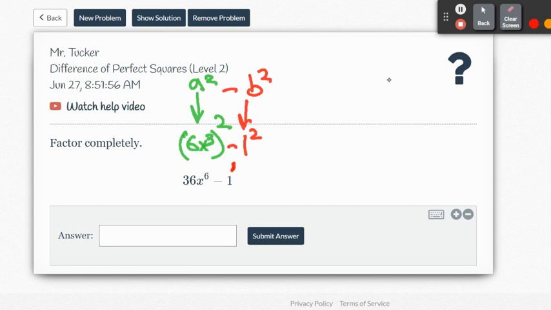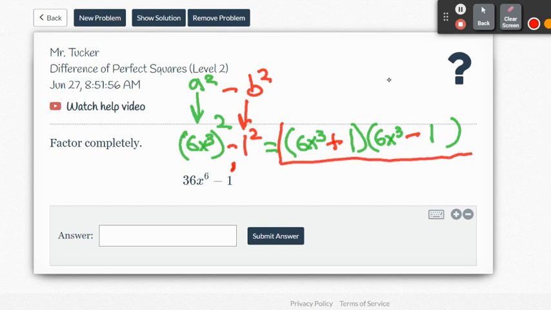And the pattern says I just write my a value, 6x cubed, and then the b value, 1, in 2 separate parentheses, 6x cubed and 1. And then all you have to do is put a plus sign in one of the parentheses and a minus sign in the other set so that we have conjugates. And this product of conjugates is the factored form of my original polynomial, fully factored using the difference of squares.